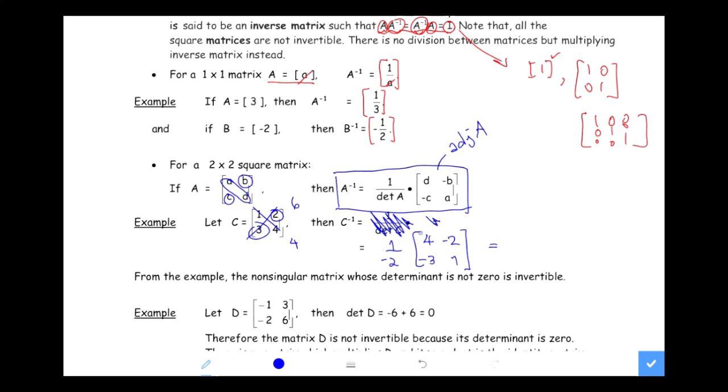1 over negative 2 multiplying 4, we get negative 2. And this one, the constant multiplying by negative 2, is going to come out to be 1. And this one, we need to get 3 over 2. And the last one is negative 1 over 2. Okay, so this is the inverse of C.